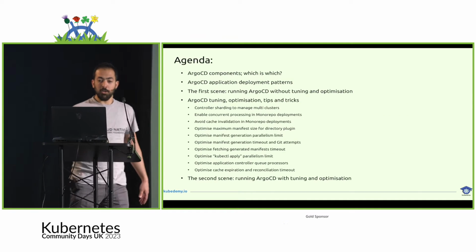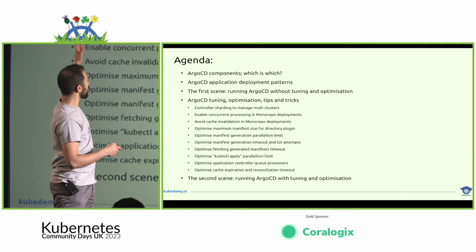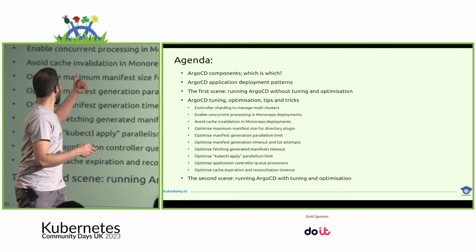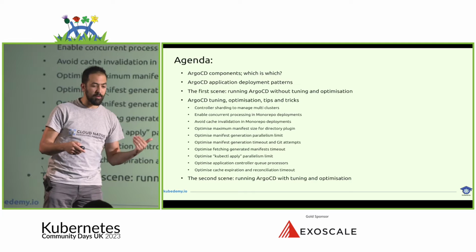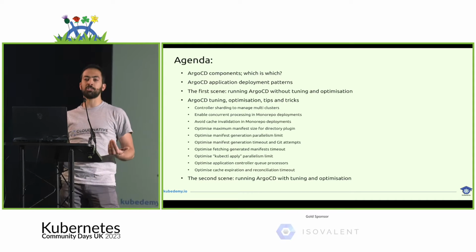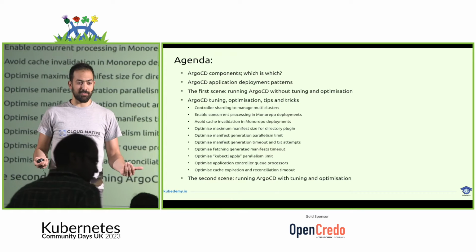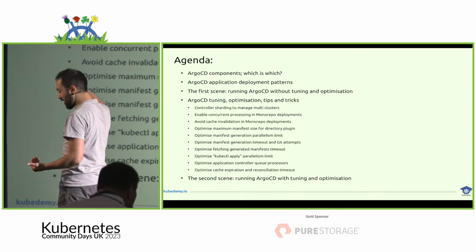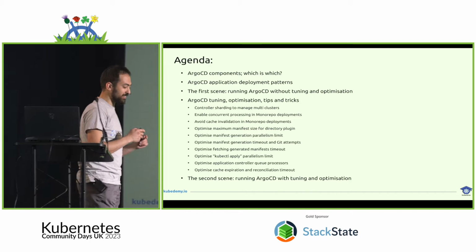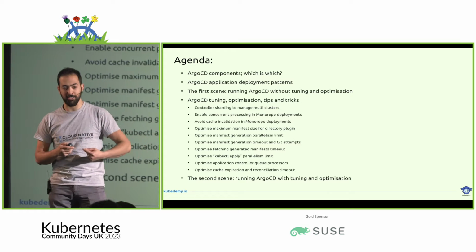That's what I do. OK, so our agenda today is to look at ArgoCD components and deployment patterns in ArgoCD. After that, we run ArgoCD without any tuning, without any optimization, deploy 1,000 applications, and check what really happens. And after that, we go a little bit deeper and tune ArgoCD, then try to deploy 1,000 applications again and see the results.